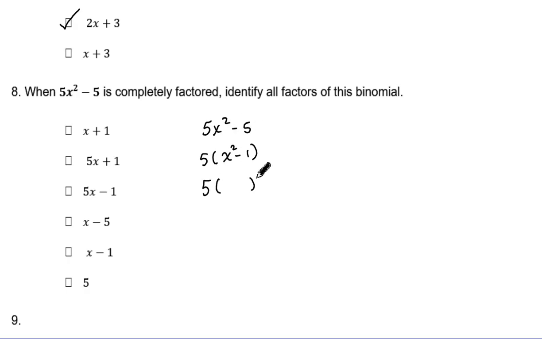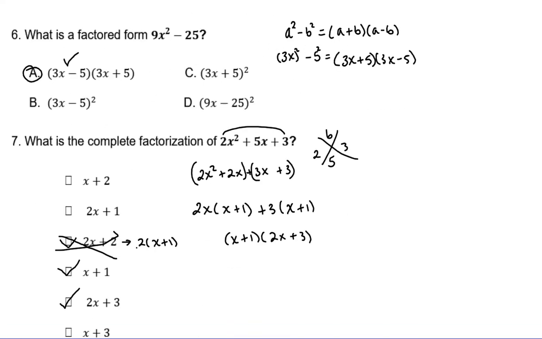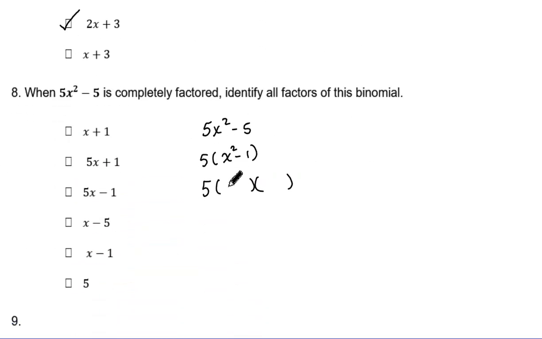And then x squared minus 1, I can use that difference of squares that we did earlier, because 1 is actually a perfect square, right? Because 1 times 1 is 1. So you can do this as x plus 1 and then x minus 1. So this one actually does have three factors. You have the 5, you have x plus 1, and then x minus 1. Okay, so those are my three factors.